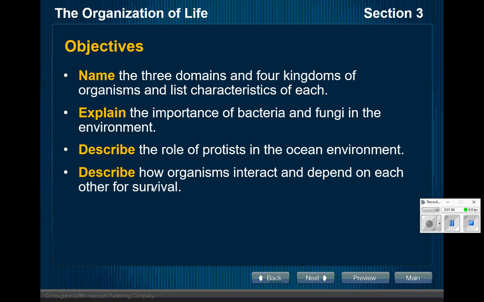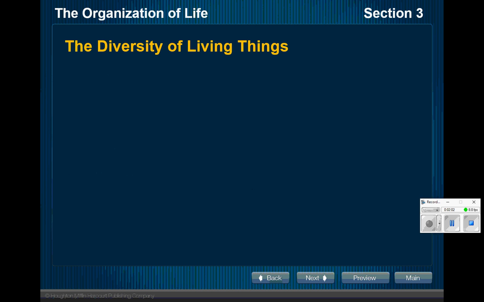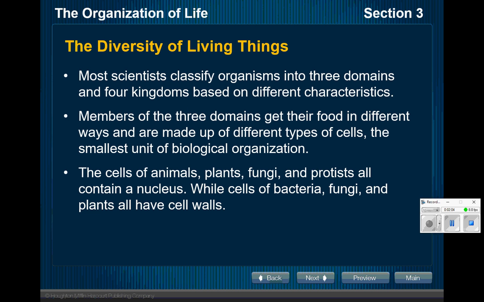So this one's like more encompassing. It's going to be throughout the whole PowerPoint. So be listening for all the different examples. So let's get started. Most scientists classify organisms into three domains and four kingdoms based on different characteristics.